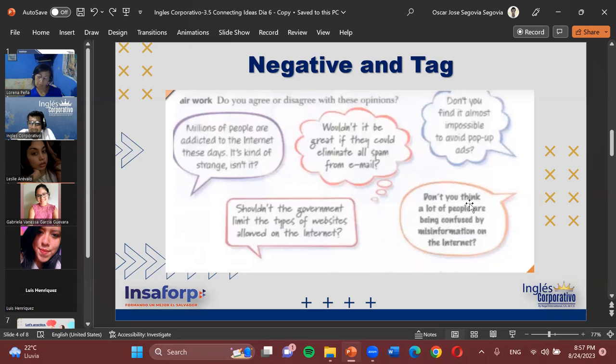But yeah. Now, the last one. Don't you think a lot of people are being confused by misinformation on the internet? Okay, so here is a question that I do want to hear your perspectives on. Don't you think that a lot of people are being confused by misinformation on the internet? What do you guys think? Let's go back a few years and think about the times when the pandemic was just getting started. Did you ever get to read any sort of misinformation news or misinformation content?